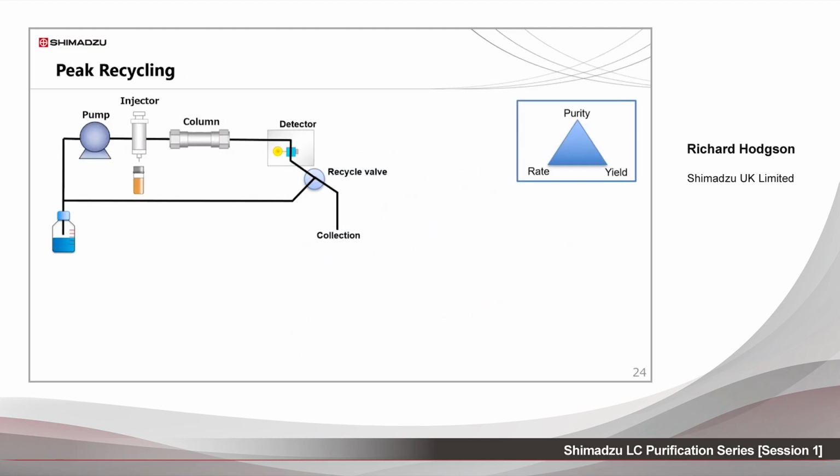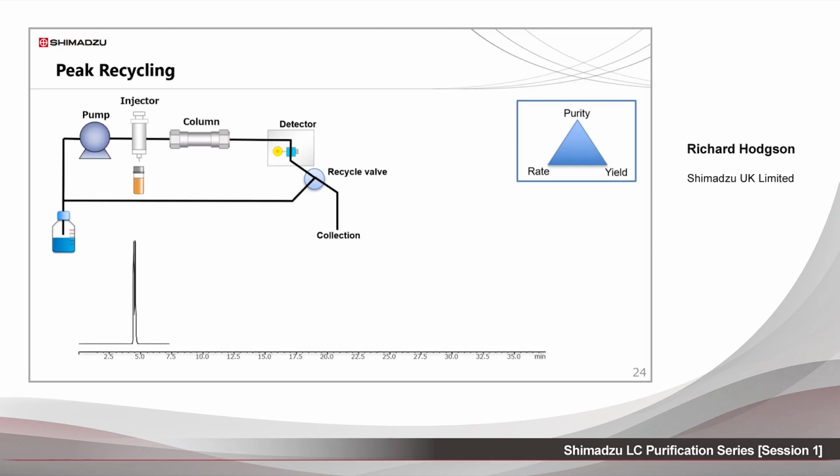We know that increasing column length increases efficiency and in turn increases resolution. But what happens when we are already using the longest column available? Add a second or further columns? Or we could recycle the whole peak repeatedly to increase resolution.